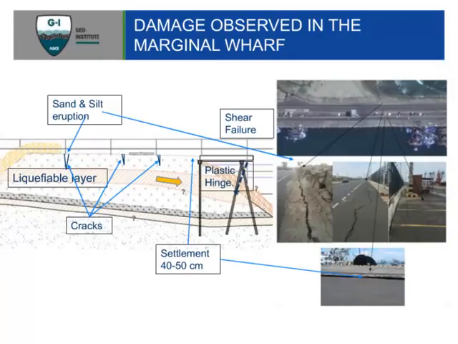And this is a cross section where we find sand and silty ejecta. We saw cracks in the pavement, settlement from 40 to 50 centimeters. You can see from the figure that sand ejecta. So it's a sandy gravel, gravelly sandy material that ejects all the sand at the surface.